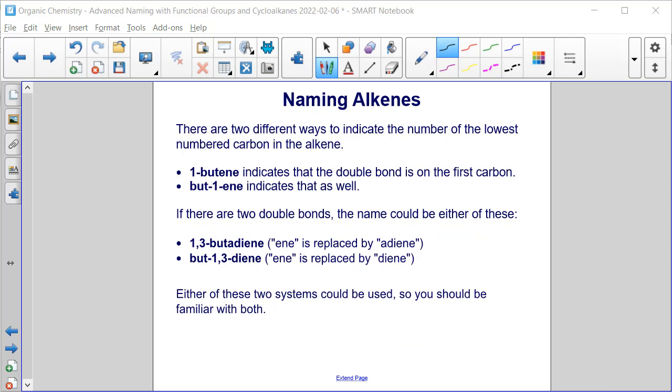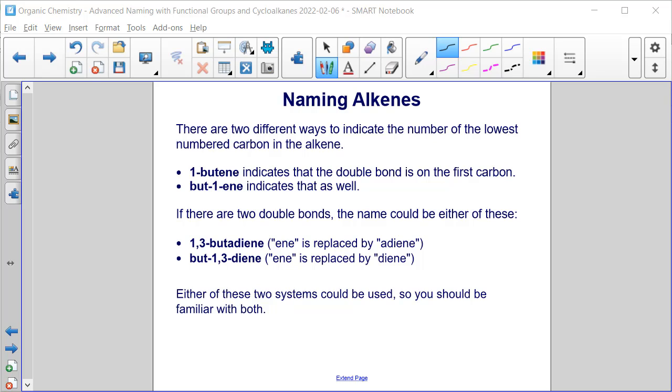There are 2 different ways to indicate the number of the lowest numbered carbon in an alkene. One, 1-butene, indicates that the double bond is on the first carbon. But you could also say but-1-ene, which indicates that as well. If there are 2 double bonds, the name could be either of these two.